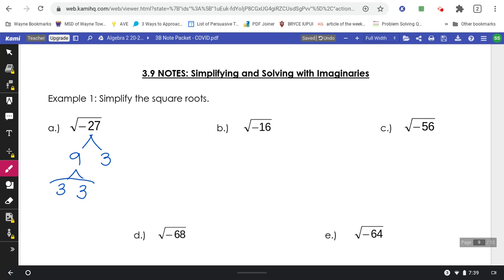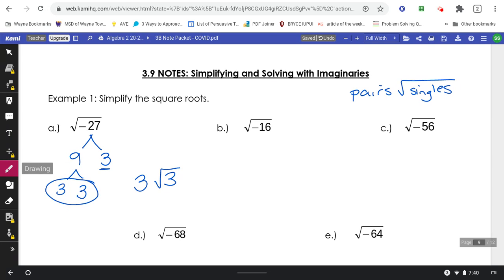Create a factor tree. Remember that pairs go on the outside and any singles go on the inside. So I have a pair of 3s and I have a single 3, and I also have a negative. At the very beginning I had this as a negative 27. Anytime I have a negative, I'm going to put an i on the problem. I like to put the i right after the pair of numbers and before the square root. So your answer for that would be 3i radical 3.